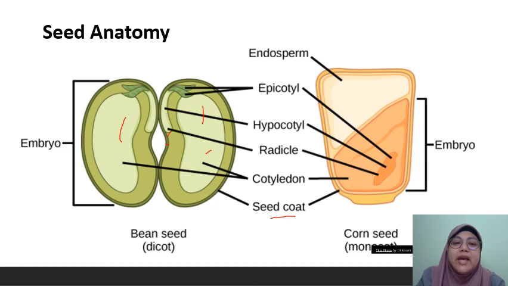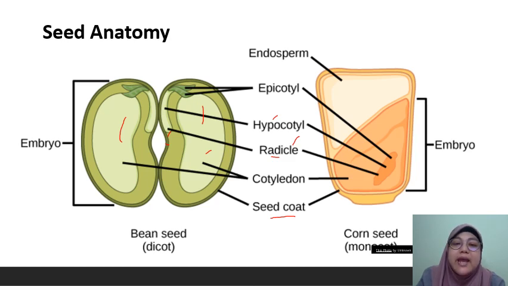Next, we have the epicotyl. So the epicotyl is the tip of the cotyledon which forms the shoot tip of a growing plant or plumule. And then we have the hypocotyl, which is the other lower tip of the cotyledon, which forms the developing root of a plant or radicle. So radicle is the embryonic root which will develop into the primary root of the plant. It's usually the first part of the embryo to push its way out of the seed during germination.